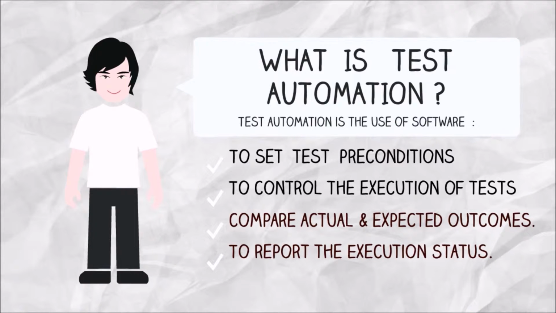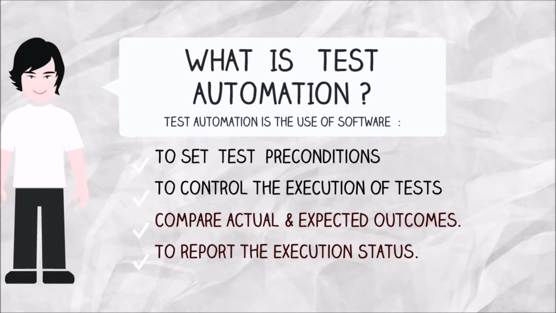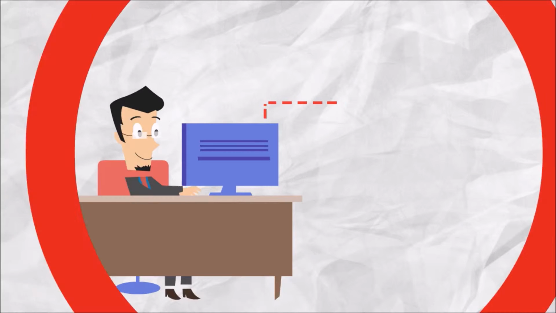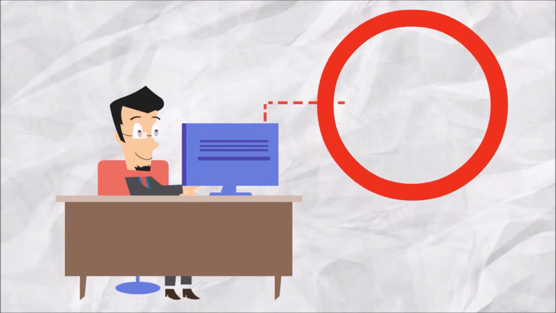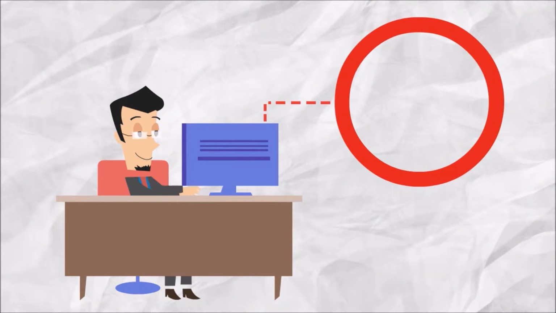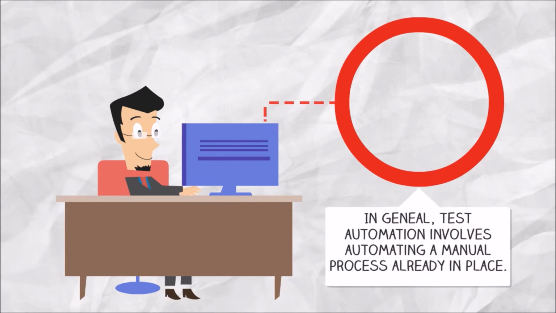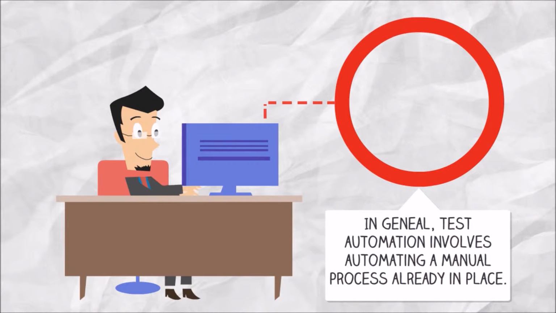And then after these outcomes or results are obtained, to report the test execution status. We report the execution status saying that these are the outcomes or the results that we have obtained after test execution. And then we compare the actual and expected outcomes and then check it.